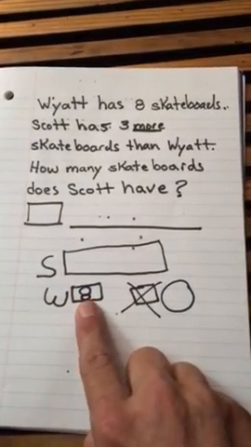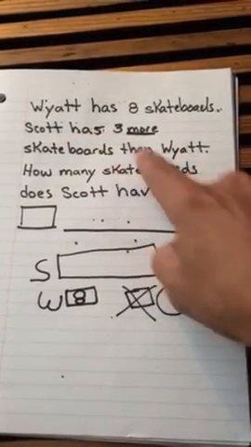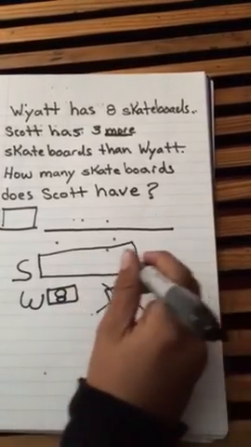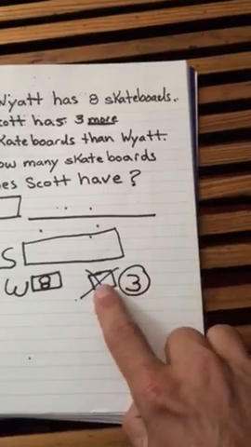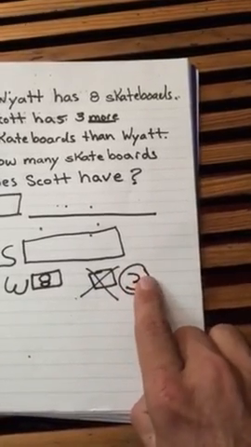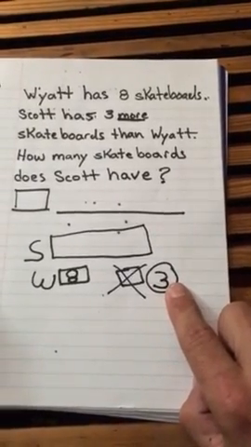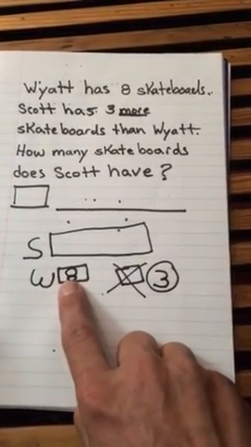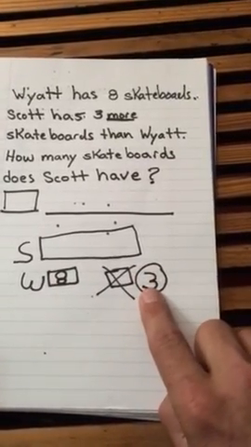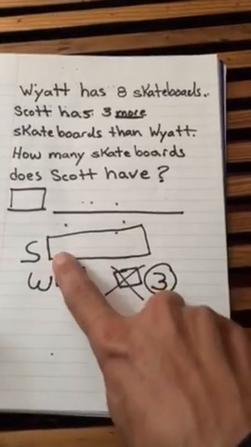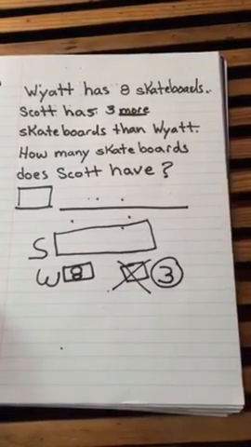So Wyatt has 8. Do we know how many Scott has? No. But we know the difference. We know that Scott has 3 more. And the nice thing about the compare bars is it really doesn't matter whether you're talking about more or less. What you're looking for is just the difference. Now, if you remember from the last problem, if you have the smaller amount, which is 8, and you have the difference, which is 3, what are you going to do to solve for the larger amount? You're going to add. Go ahead and do that.